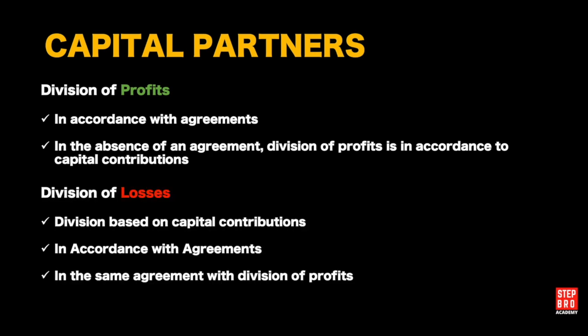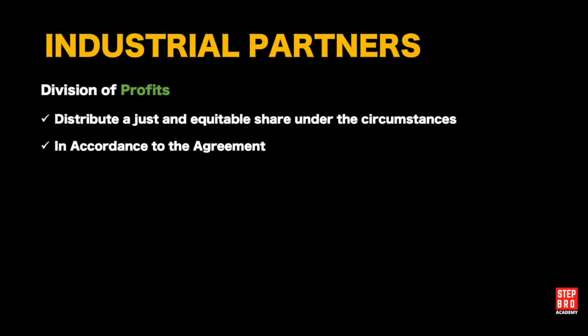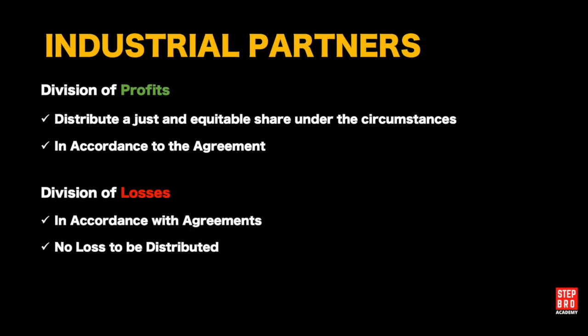Now, let's go to division of losses. In division of losses, the division is based on capital contribution or in accordance with agreement or in the same agreement with the division of profits. Now, the industrial partners. The industrial partners' division of profit could be distributed a just and equitable share under the circumstances or in accordance with agreements. In the division of losses, it can be in accordance with agreements or no loss to be distributed.